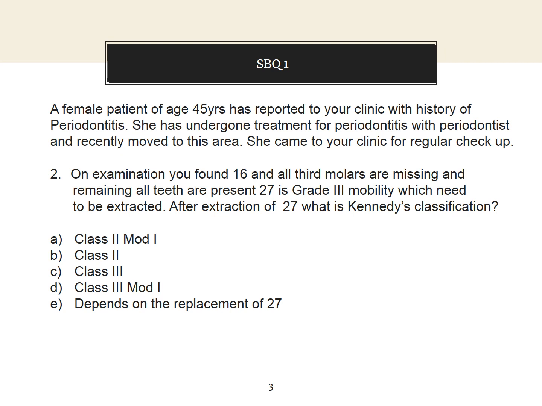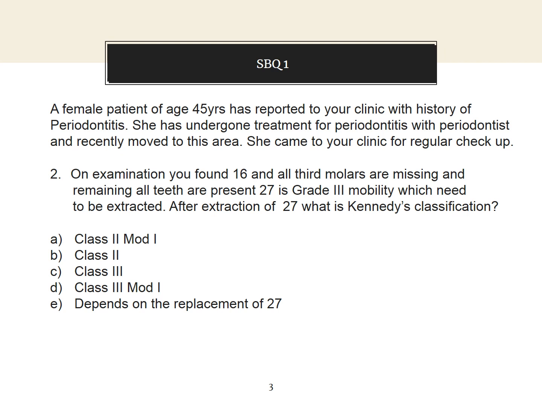And the next question is, on examination you found 1/6 and all third molars are missing and all remaining teeth are present, and 2/7 is grade 3 mobility which needs to be extracted. So after extraction of 2/7, what is the Kennedy's classification? The first question is about perio, and then it comes to the prosth question where all third molars and 1/6, the upper left first molar, are missing, and 2/7 is grade 3 mobility which needs to be extracted. So now after extracting the 2/7, what is the Kennedy's classification?